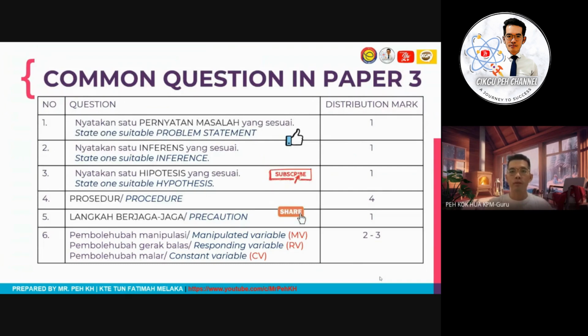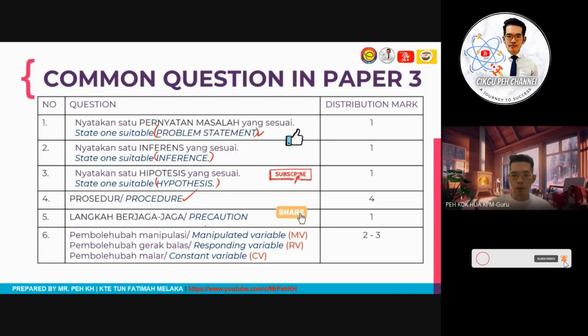Okay, so this is a common question in paper 3. If you have already watched my previous video, you must already know the common questions that are asked in paper 3. So the first here will normally be the problem statement, then inference, hypothesis, and procedure. For the procedure, the students will be asked to write the procedure for the experiment. This type of question is known as Tugasan Amali tidak berpandu, where normally there are 4 marks for writing the procedure.